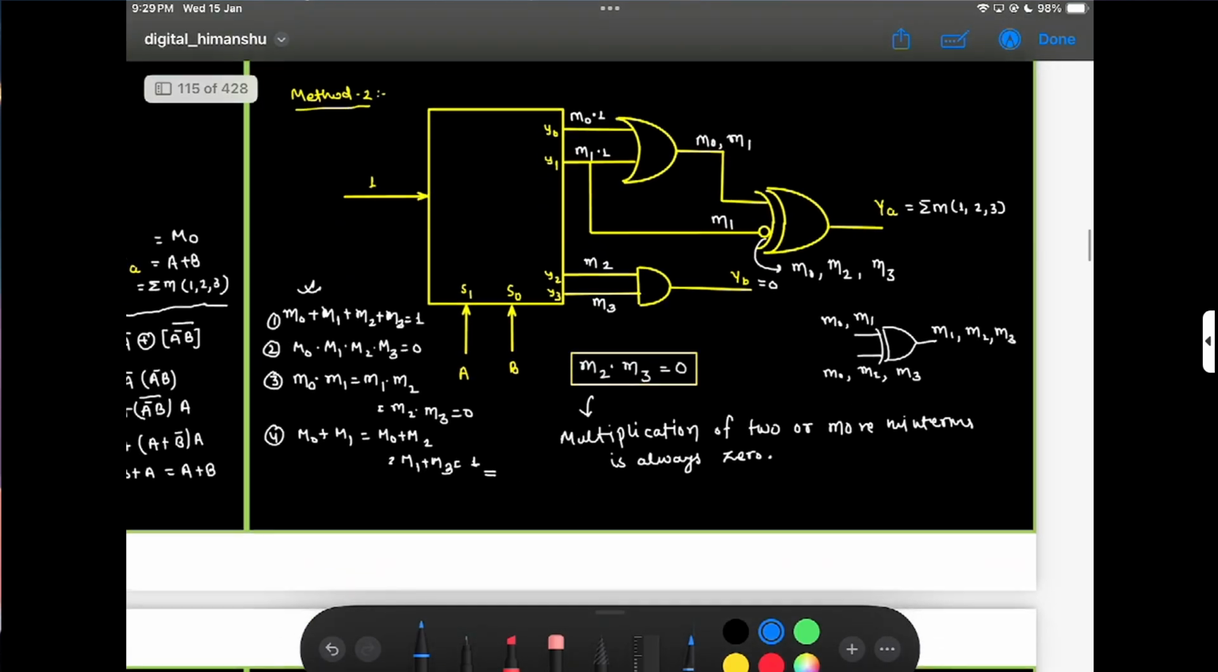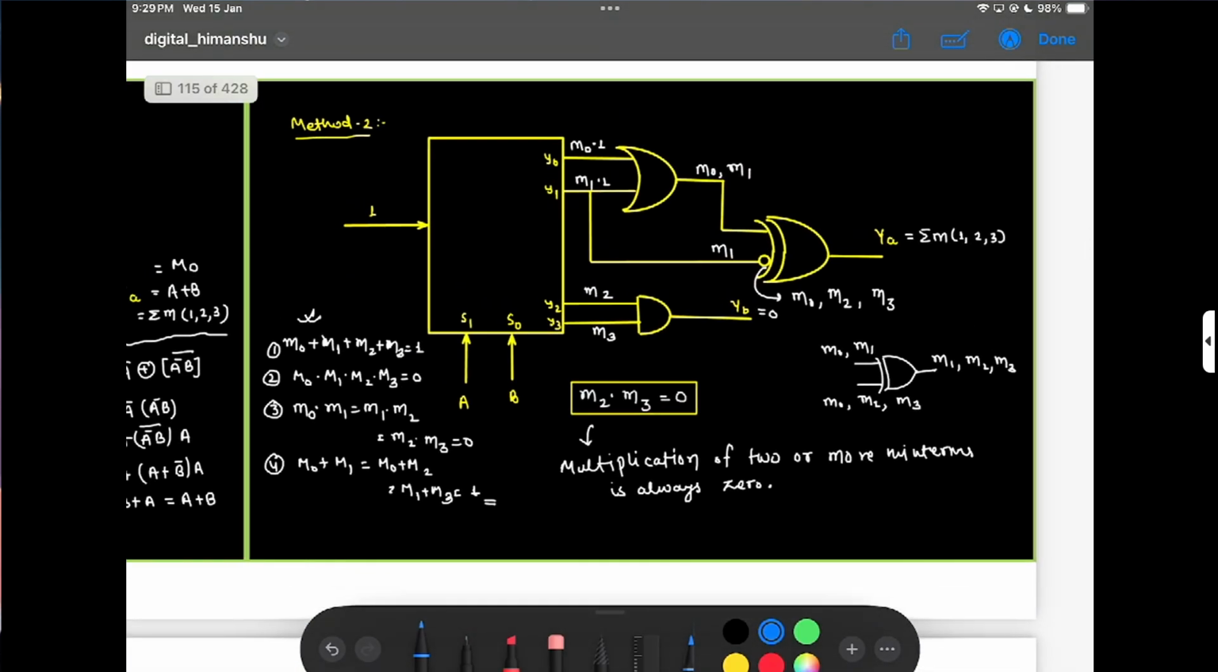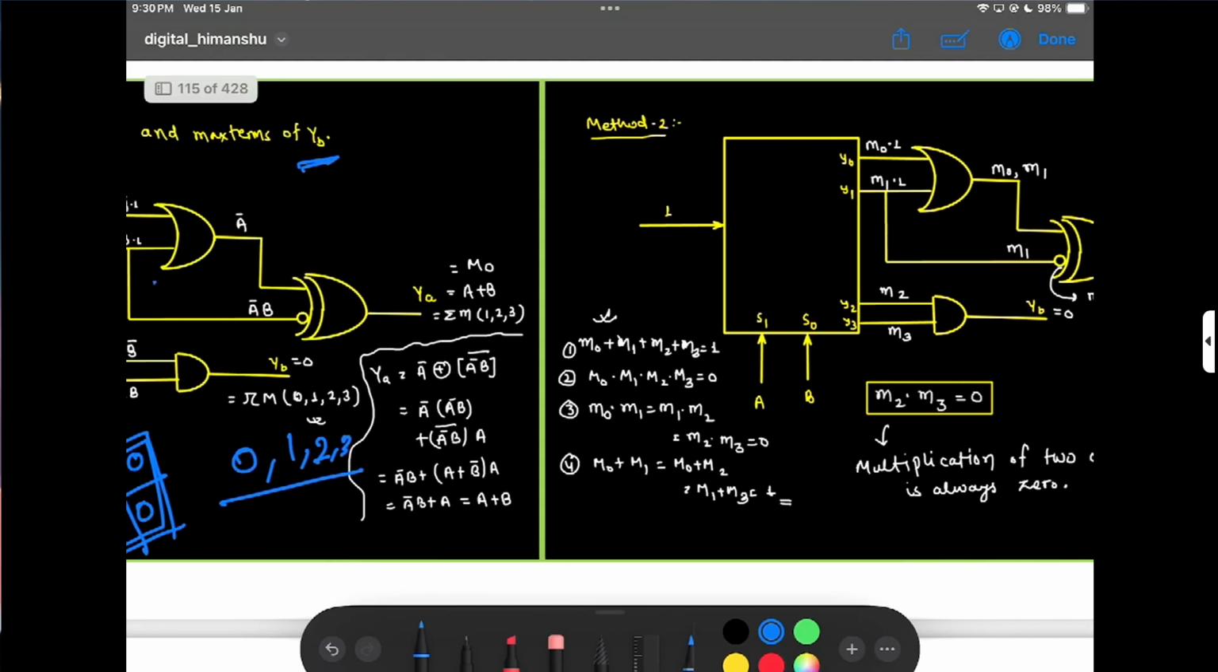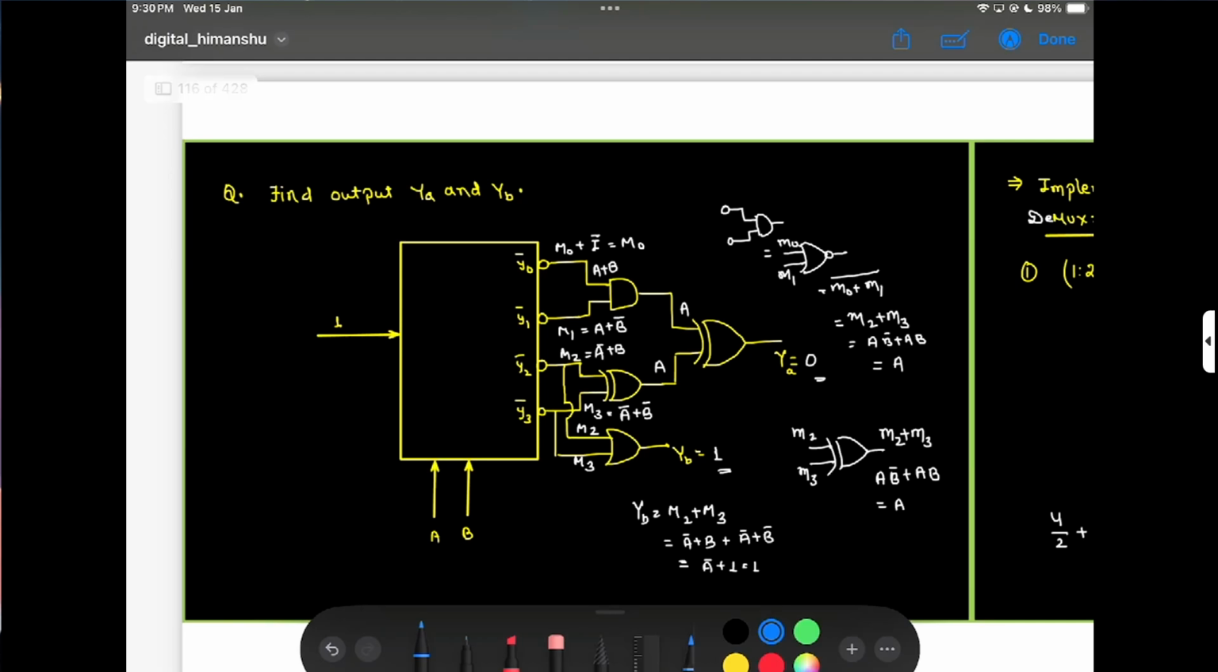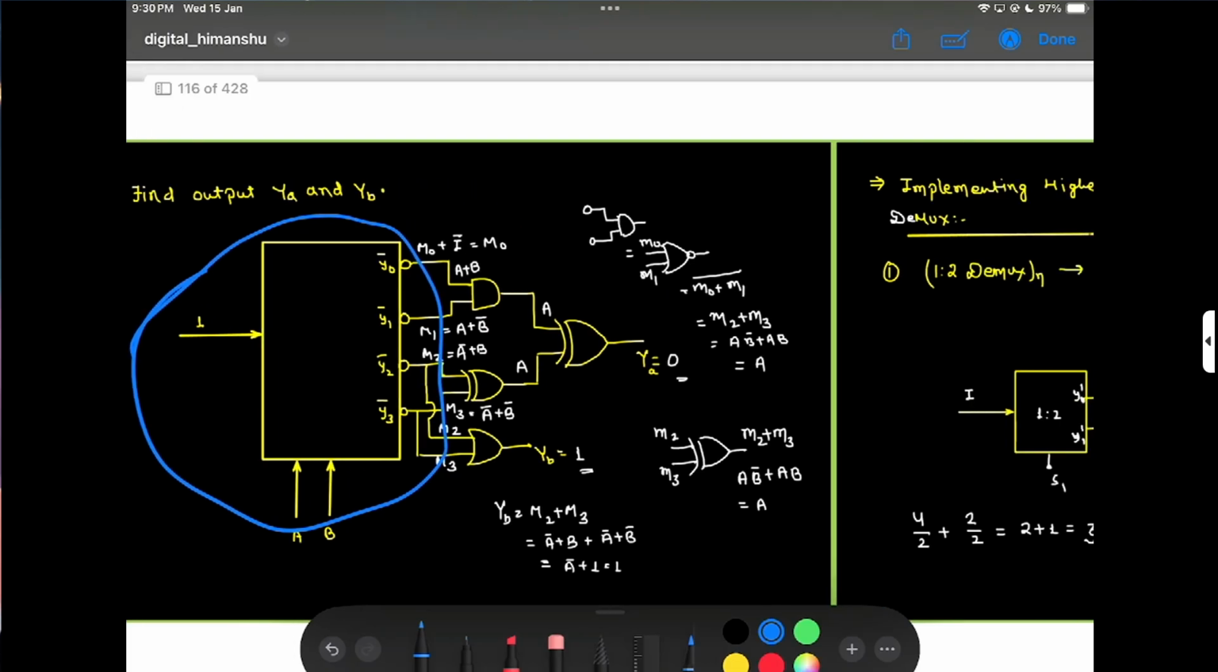And method 2, what is method 2? Just M2, M3. You can also represent it this way. Not a big deal. Find output YA and YB. Obviously you know the demuxes, so just go through the step by step process and you will get the output.